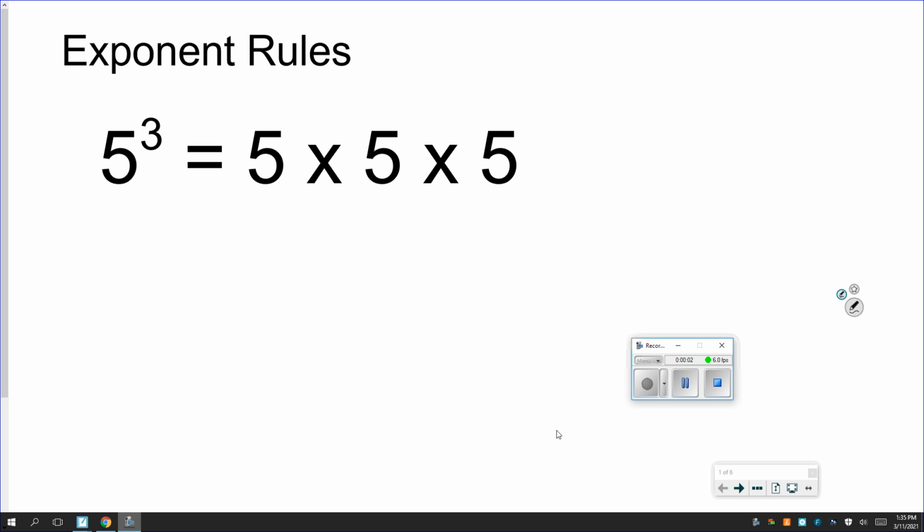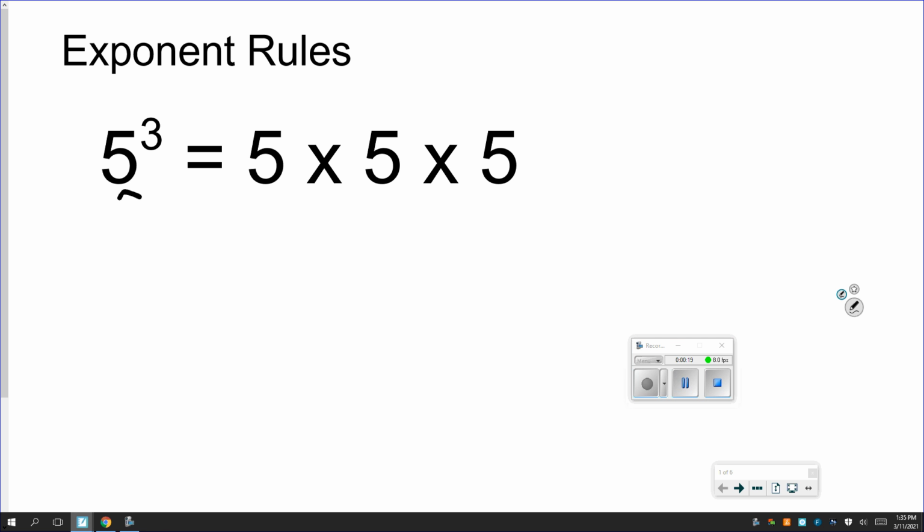Hey everybody, just want to walk you through the exponent rules one more time so you have an actual set of examples of what to do with each one of these exponent rules as we go through them for your quizzes today. Alright, so starting out, I have an example at 5 to the third.